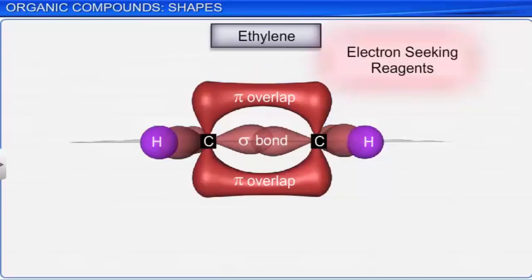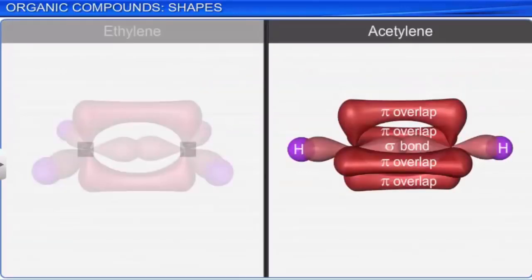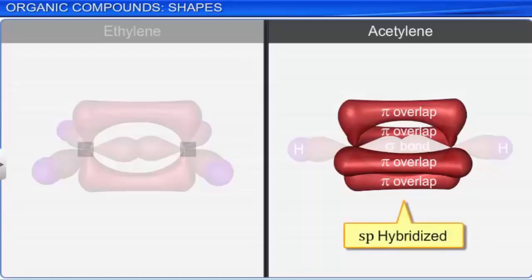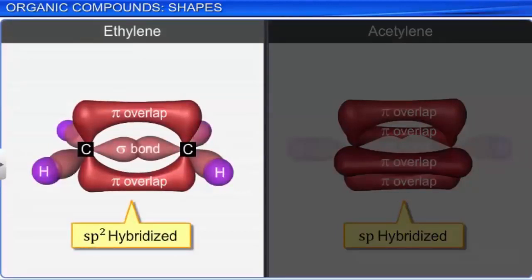The pi electrons are more tightly held by the carbon atoms in acetylene, as the carbon atoms are sp hybridized, compared to the pi electrons of ethylene, in which the carbon atoms are sp2 hybridized. Hence, acetylene is less reactive than ethylene.